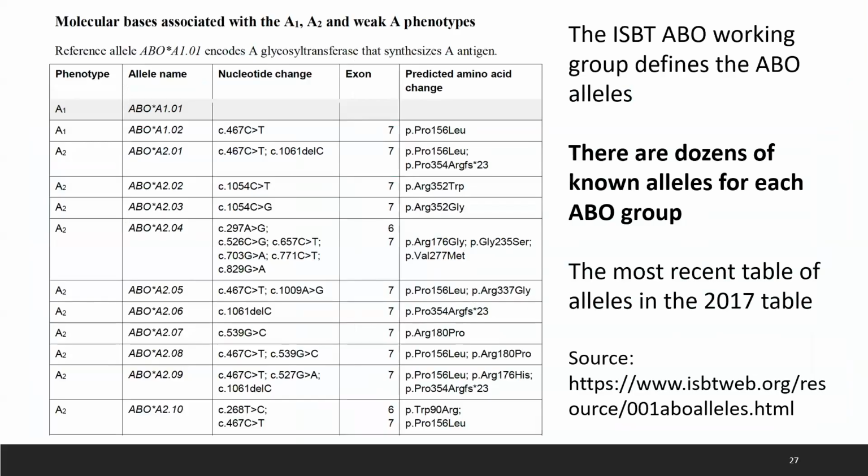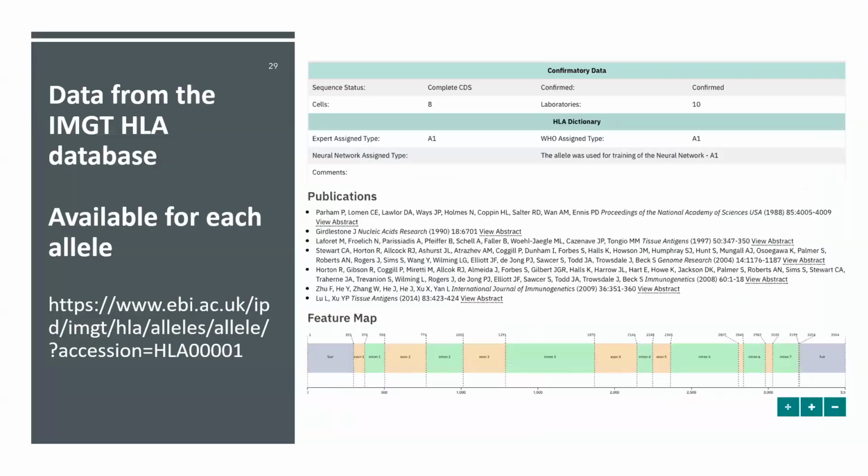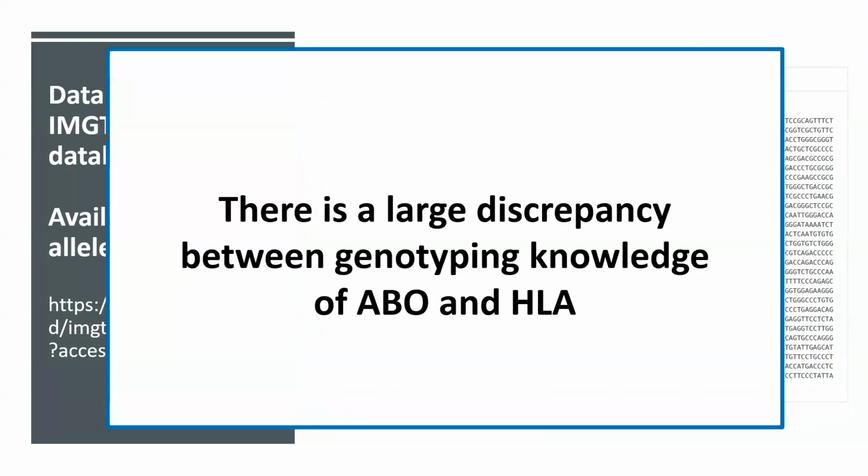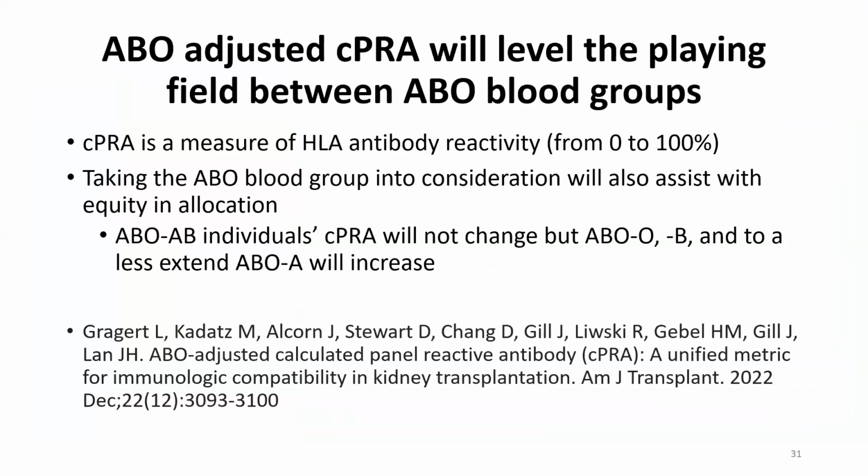So again, in contrast to a PDF table that hasn't been updated since 2017 for ABO allele information. And these are updated, by the way, every couple of months. So there's a large discrepancy between the genotyping knowledge of ABO and HLA. I'm going to circle back to that in a minute as an opportunity.